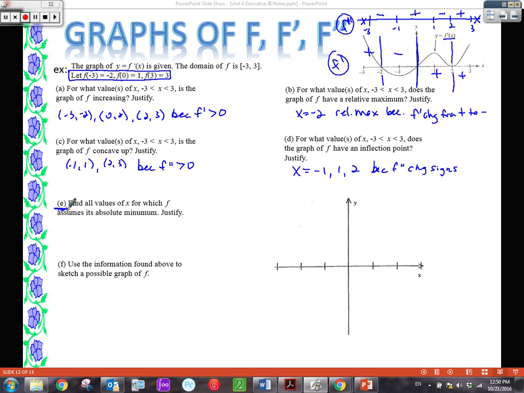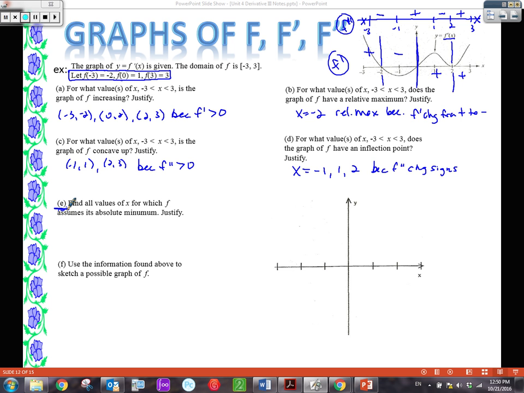Let's skip to part F. It wants us to use the information found to sketch a possible graph of f. So the first thing, I'm just going to take you through steps on graphing. These are the same steps I do every single time. And if you are a person that likes to write down steps, you should probably write them down.